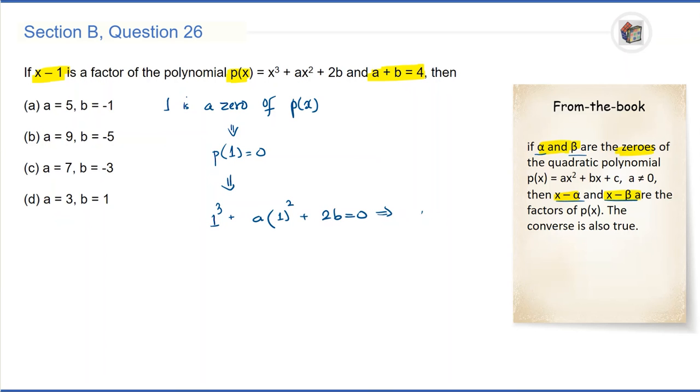When you simplify this, you're going to get a plus 2b is equal to minus 1. And the other relationship you already have in the question, like this, you eliminate your a, so you're going to get b is equal to minus 5. Now b equal to minus 5 is only in choice B, you don't need to go on.